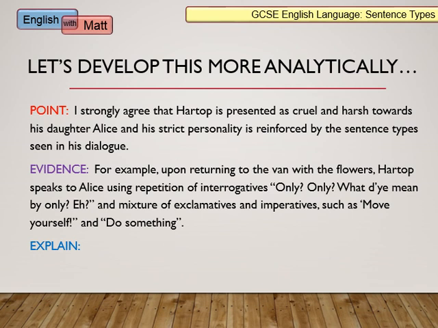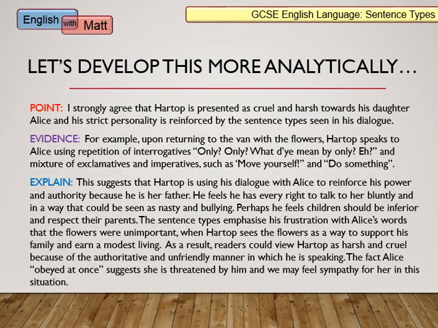Then the student selects their evidence. For example, upon returning to the van with the flowers, Hartop speaks to Alice using repetition of interrogatives, "only, what do you mean by only, A," and a mixture of exclamatives and imperatives, such as "move yourself" and "do something." So we've picked our evidence. Importantly, we now have to explain.